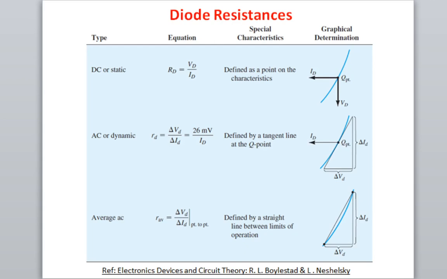Then another resistance was the average AC resistance. If you take a characteristics curve of a diode, you take any 2 points on the characteristics curve. It is not necessary that these points pass through the Q point. It is not related to the Q point. You draw a straight line between these 2 points, then take the difference of voltages, maximum voltage minus minimum voltage, over maximum current minus minimum current, and divide delta VD by delta ID. What you get is known as the average AC resistance. Up to this point, we have learned in the previous lecture.